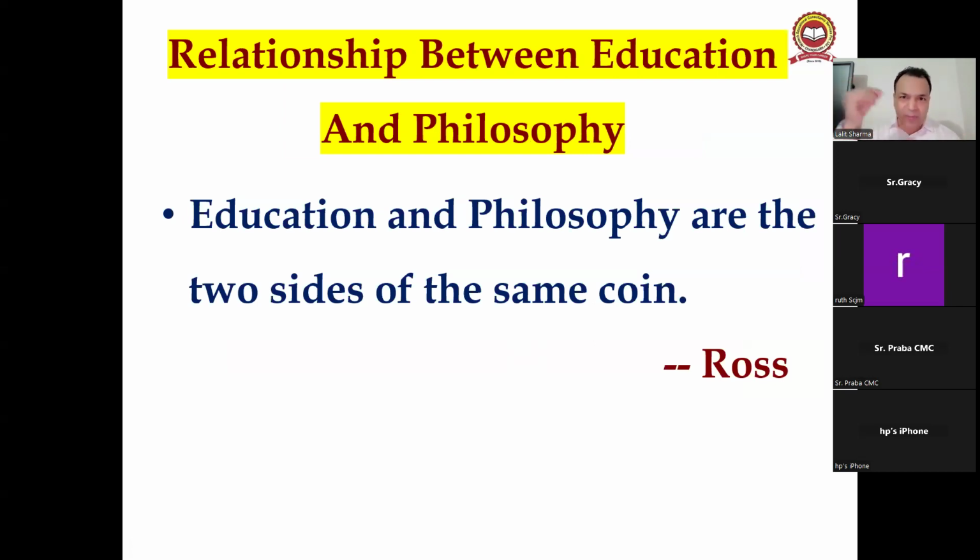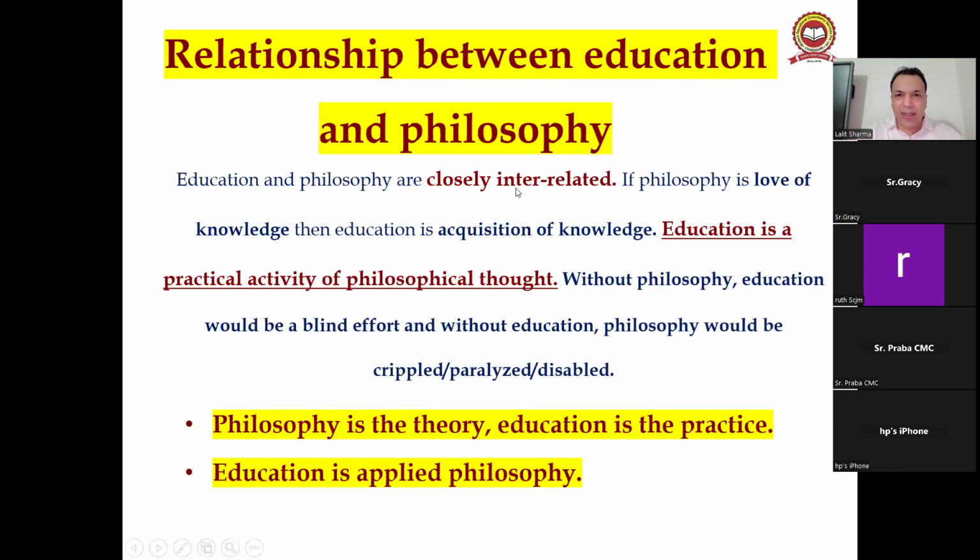Okay. When you have to write it, then write the complete definition. Education and philosophy are the two sides of the same coin. One is implemented by the other. Guys, there is a strong relationship between education and philosophy. Okay. There is a strong relationship, right? So in the next slide, we dig more and more.